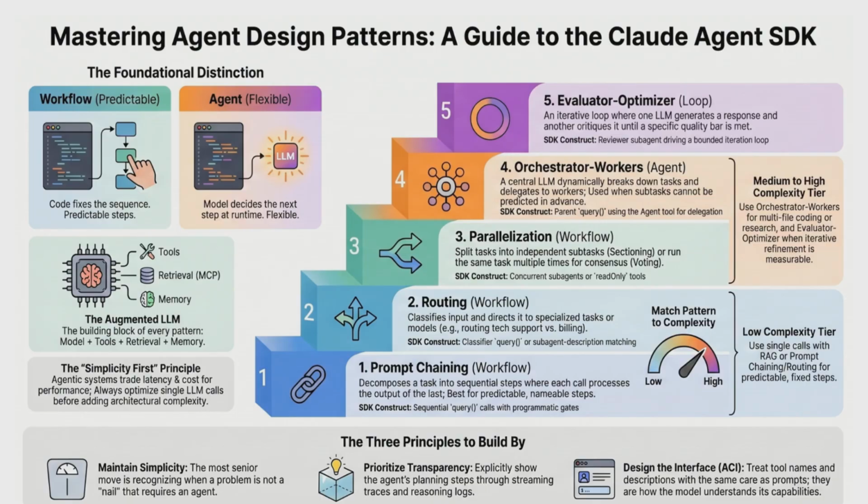Pattern 4, orchestrator workers, lets a central LLM dynamically break down a task, delegate to workers, and synthesize results. Orchestrator workers is the most agentic pattern, as the model decides the subtasks.